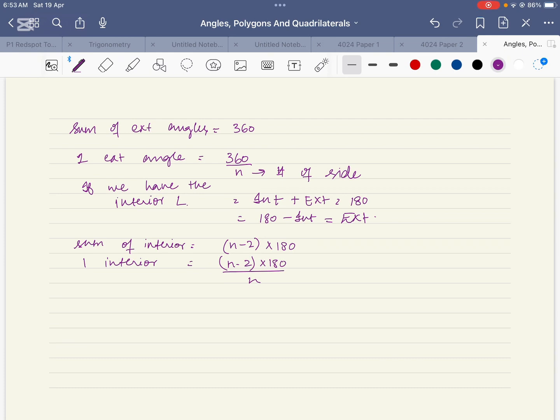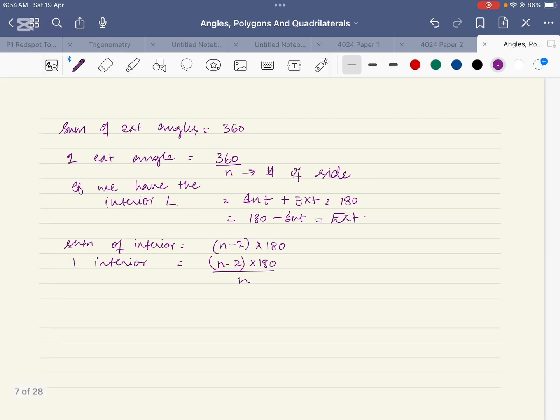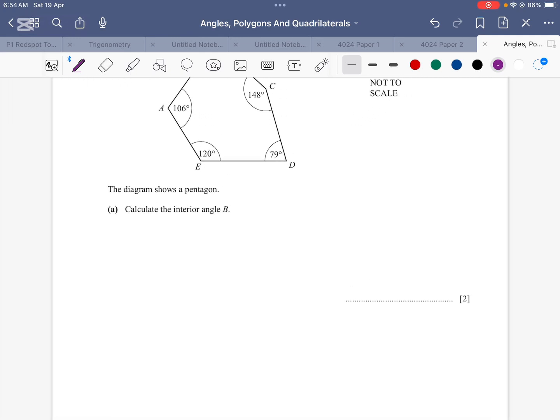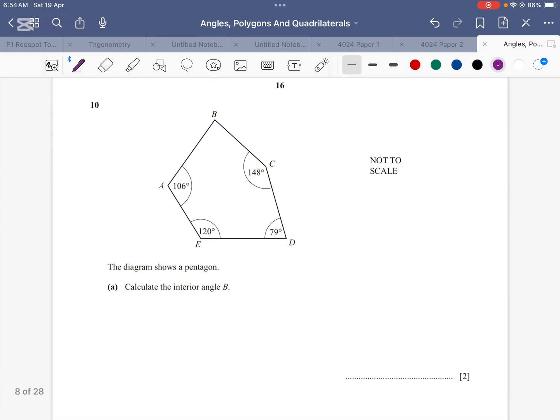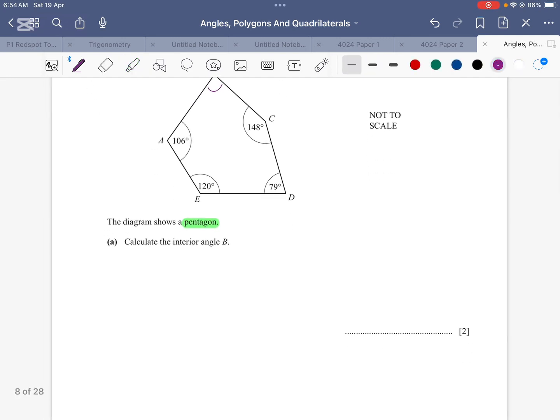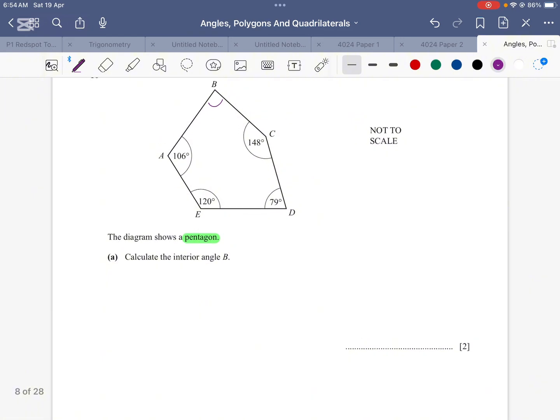The questions that I have picked are from paper 2 of 2024, summer paper 2 1 and 2 2 both. Let's start. The question says the diagram shows a polygon. Calculate the interior angle B. This polygon has 5 sides because it's a pentagon. So let's find out the sum of all interior angles first.